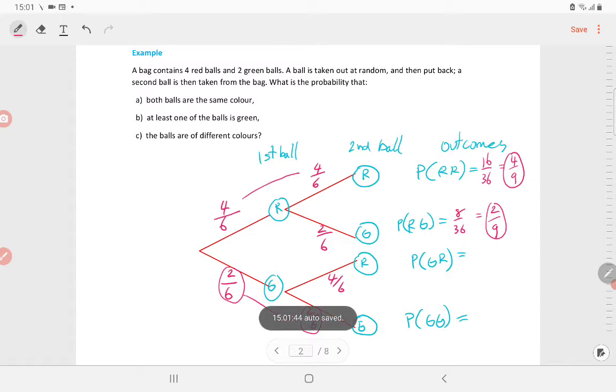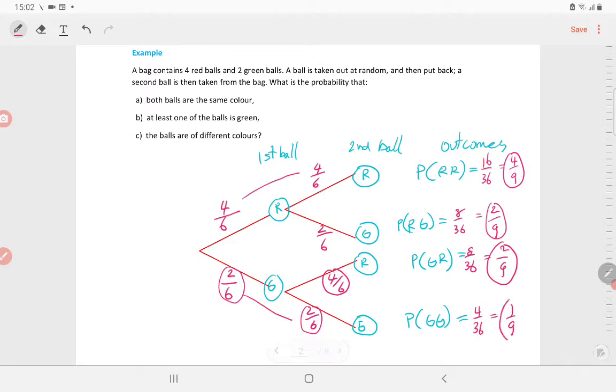The chance of getting a green and red is 2 on 6 times 4 on 6, which will be 8 on 36 again, which is 2 on 9 again. That makes sense because red, green and green, red will give the same outcome, the same probability. So 2 greens will be 2 on 6 times 2 on 6, which is 4 on 36, which is 1 on 9. Okay, now if you want to check if you've done this correctly, you add up these 4 fractions.